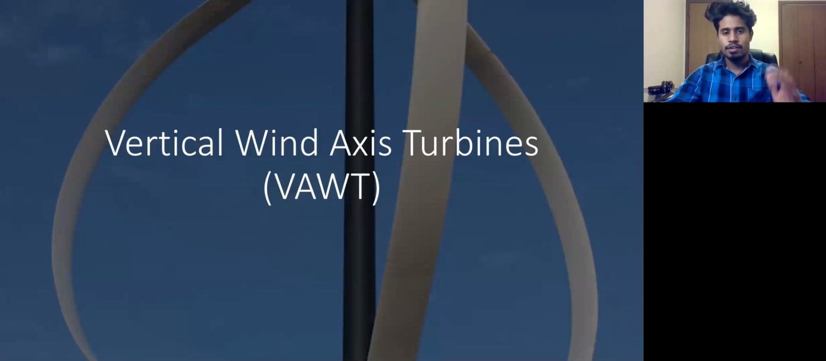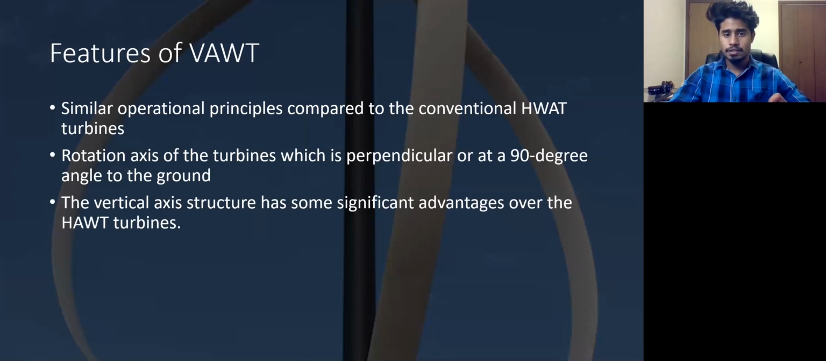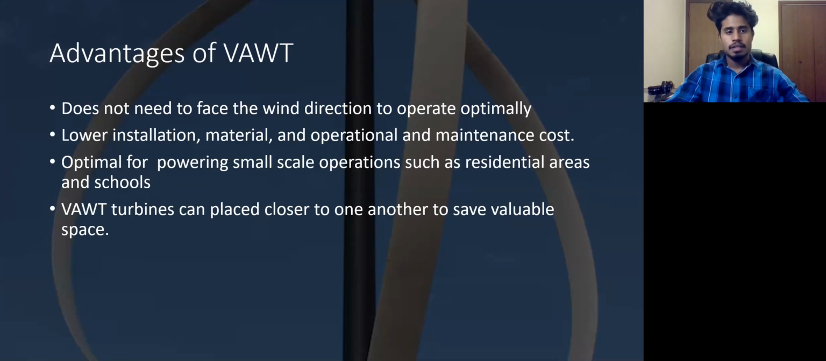Moving into the vertical axis wind turbine, which is another recent development. It's very similar to the horizontal axis turbine, which I talked about earlier. The biggest advantage of this is that it's smaller and shorter. So installation costs and maintenance and operation costs are all significantly lower because of its smaller size. They can be placed closer to one another, which makes it perfect for residential and school areas.